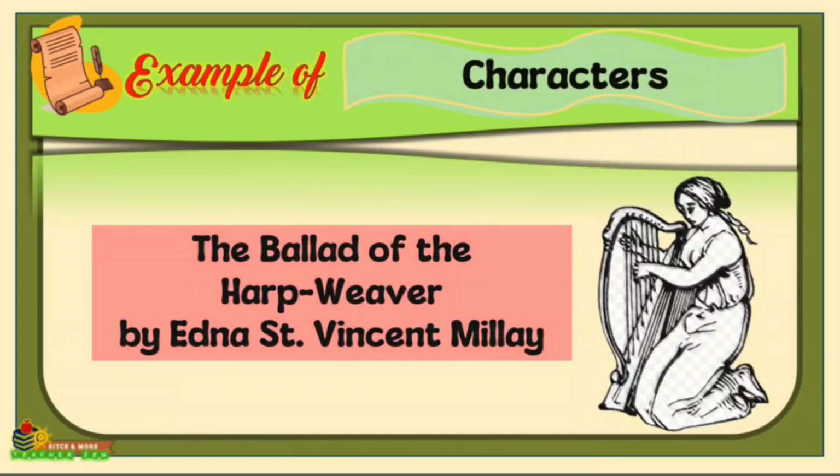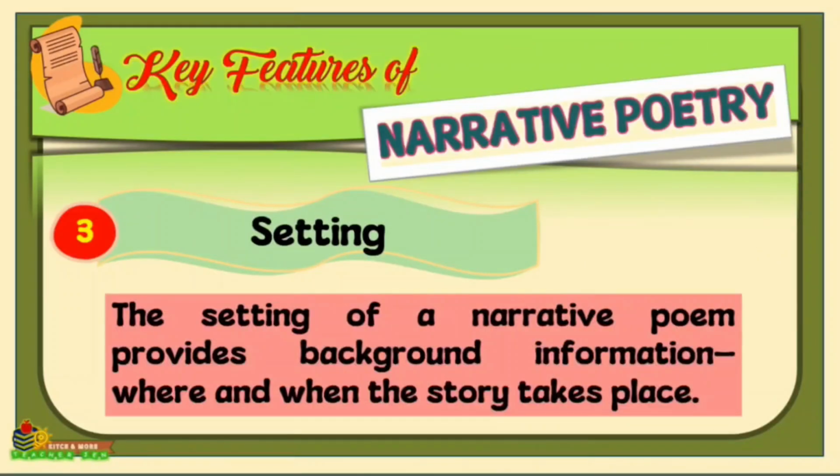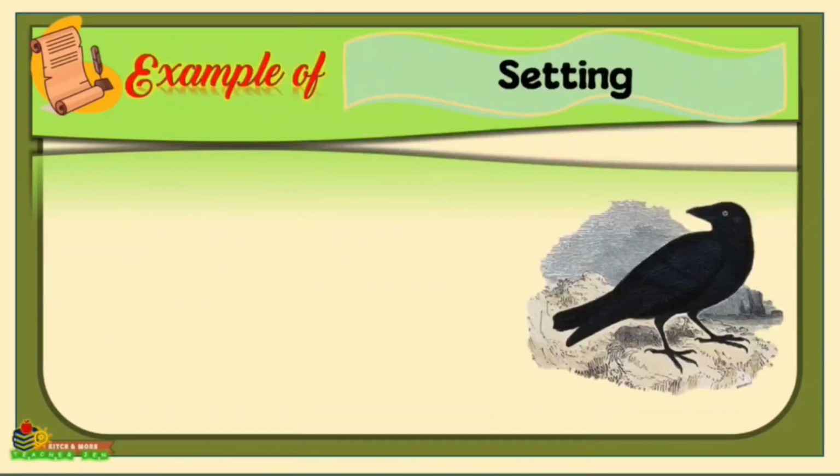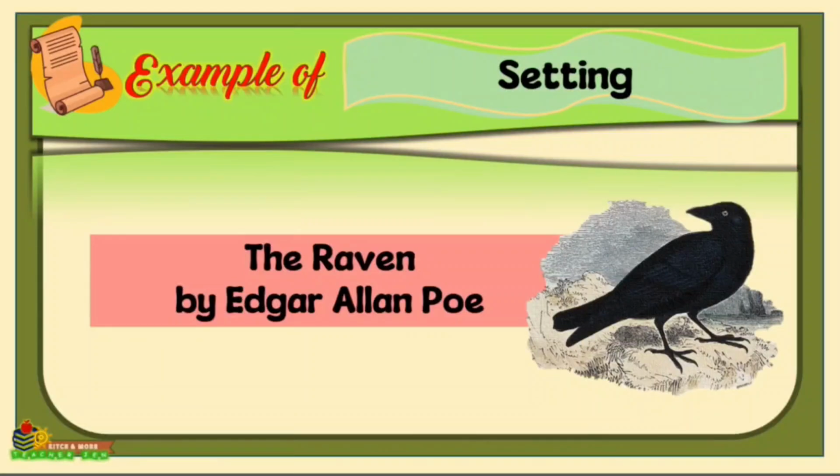Next is the setting. The setting of a narrative poem provides background information where and when the story takes place. The setting often enhances the mood of the poem. For example, in The Raven by Edgar Allan Poe, the midnight setting and the lonely room set a mysterious and eerie tone that makes the raven's visit all the more unsettling.